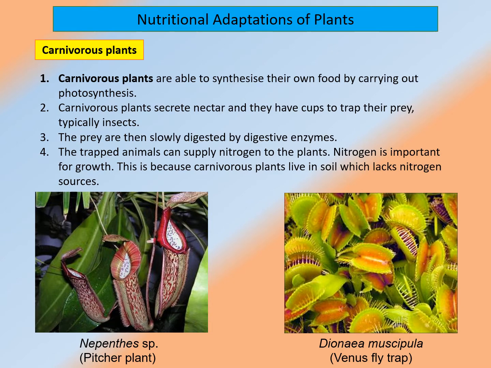Carnivorous plants. Carnivorous plants are able to synthesize their own food by carrying out photosynthesis. Carnivorous plants secrete nectar and they have cups to trap their prey, typically insects. The prey are then slowly digested by digestive enzymes. The trapped animal can supply nitrogen to the plants. Nitrogen is important for growth. This is because carnivorous plants live in soil which lacks nitrogen sources. Here are two examples of carnivorous plants: Nepenthes or pitcher plants, and Dionaea muscipula or Venus flytraps.